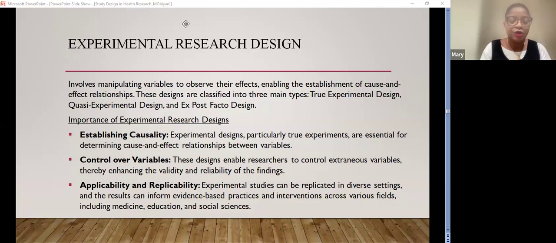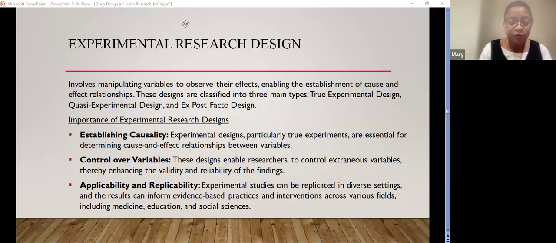Of course, we all understand clinical trials. It goes through so many steps. Aside from having your protocol ready, it has to go through different approval stages. Applicability and replicability: experimental studies can be replicated in diverse settings, and the results can inform evidence-based practices.